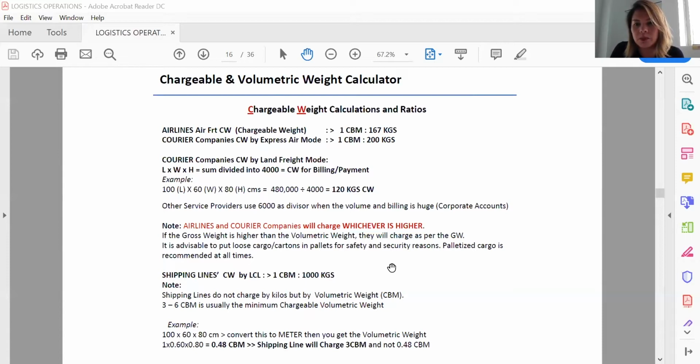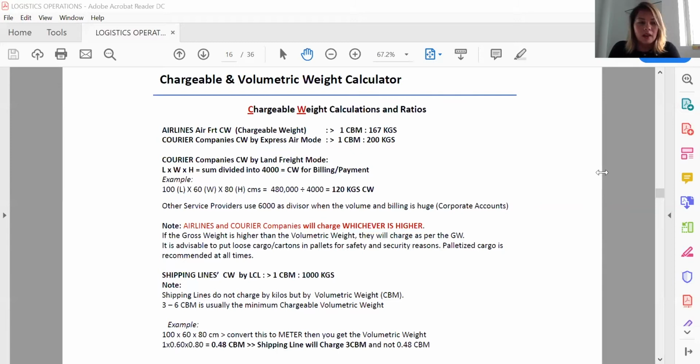100 multiplied by 60 by 80, you will get the same sum, divided by 6,000 this time. You will only be charged 80 kilos, not 120.